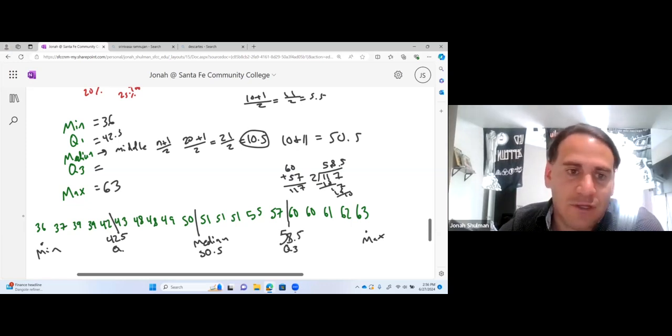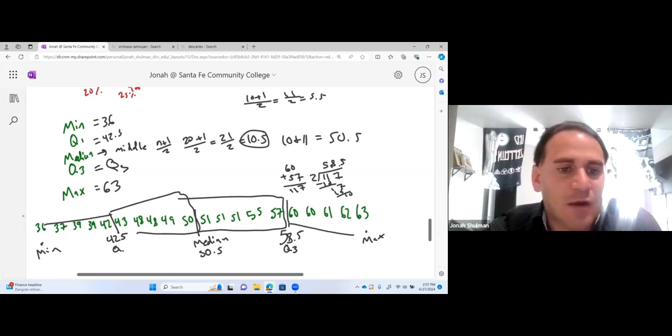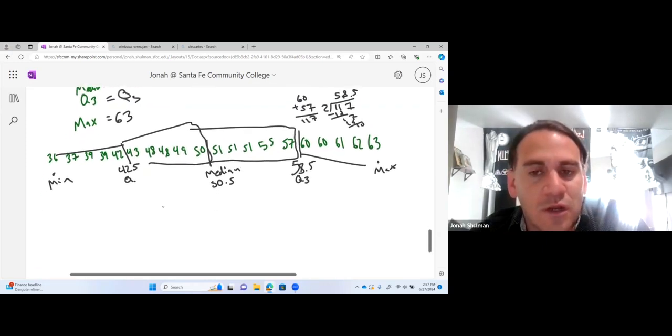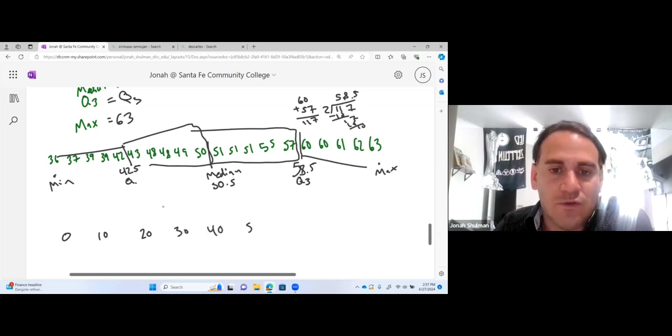So that's your Q3. Now, normally you could think, oh, I just draw a box around this thing, right? However, it doesn't show you the spread. They're all equally spaced out. We want to see how spread out the numbers are. So all we need to do is make a scale from 36 to 63. I'll go by 10. So 0, 10, 20, 30, 40, 50, 60, 70.